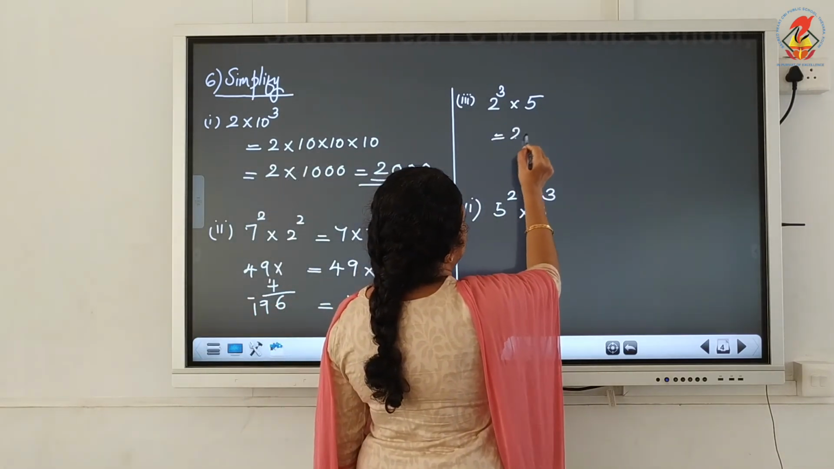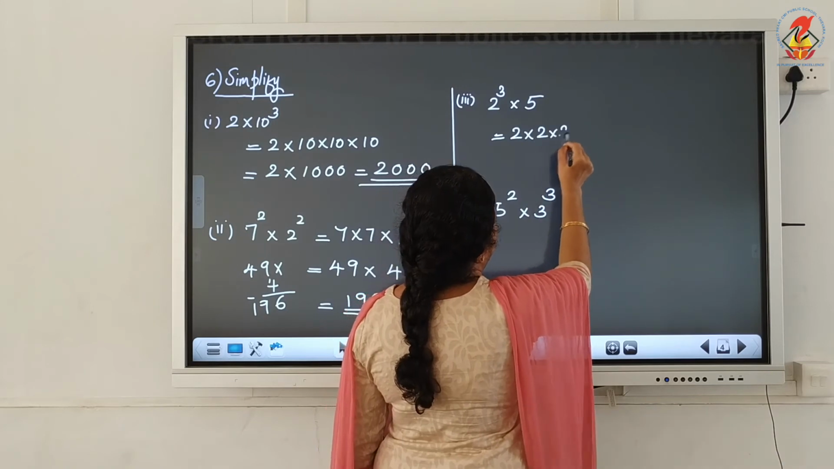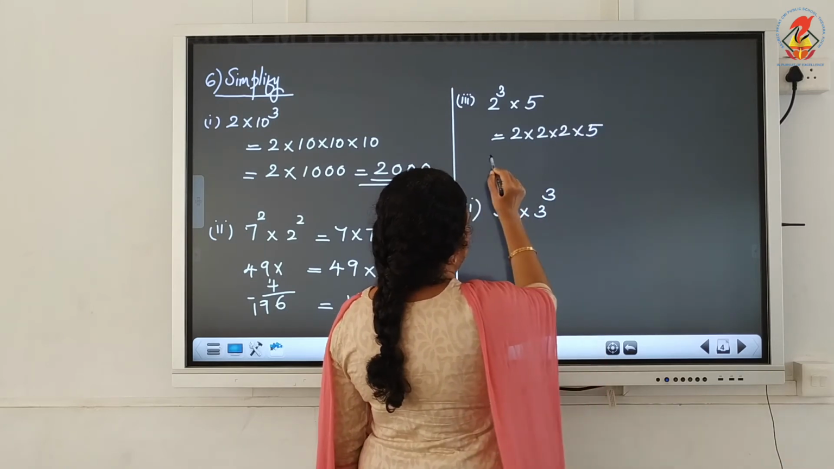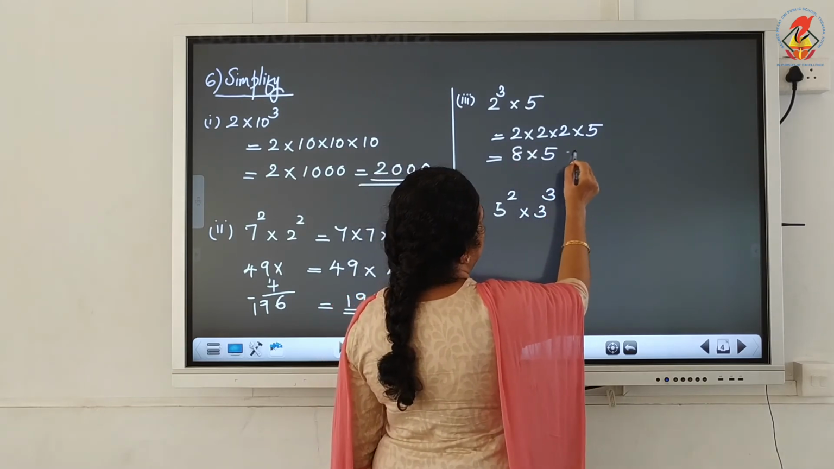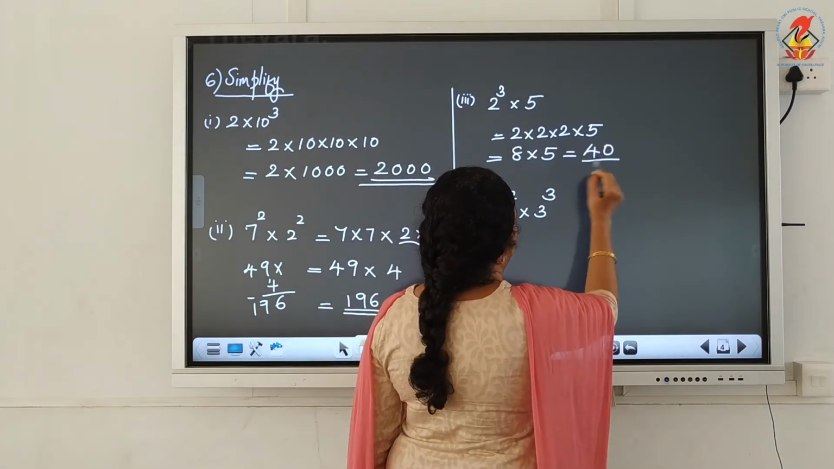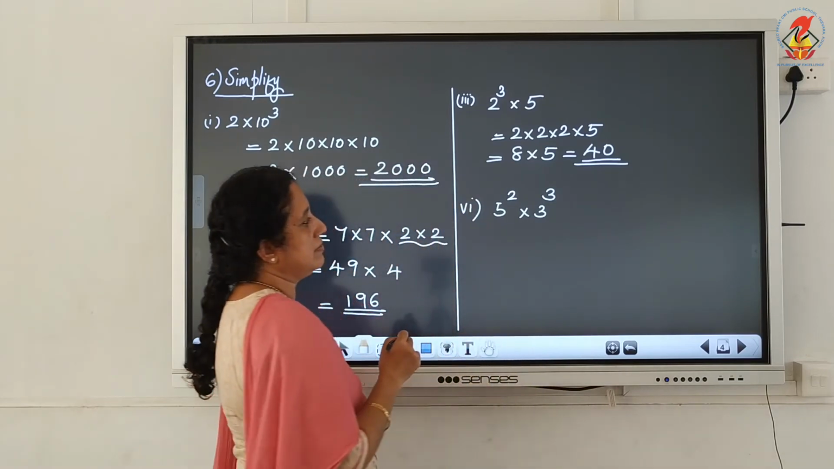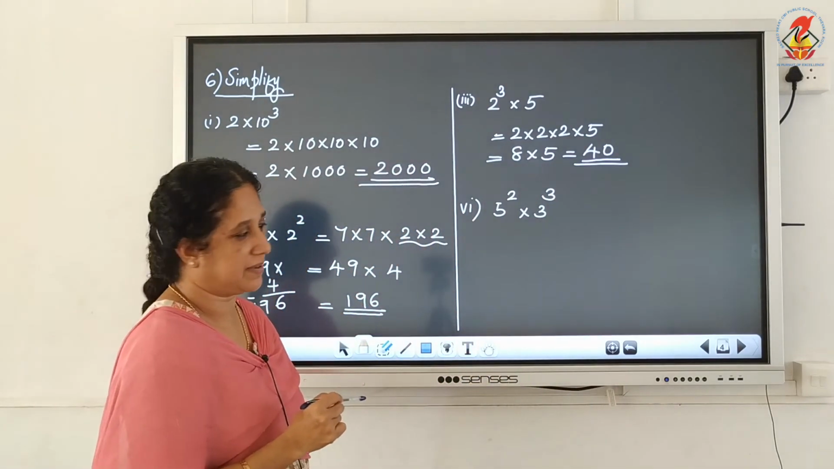Next, 2 cubed into 5. 2 cubed means 2 into 2 into 2, into 5. Then 2 2s are 4, 4 2s are 8. 8 into 5 equal to 40. So 2 cubed into 5, the value is 40.